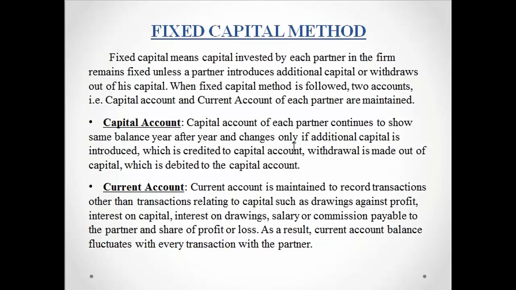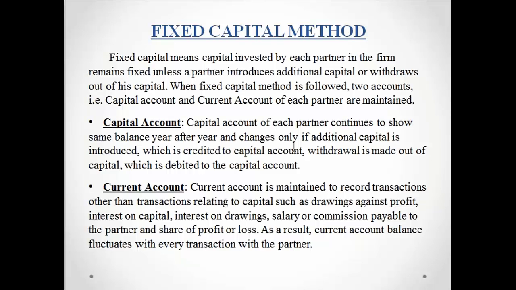And when we look at the heading, what is the meaning of fixed capital? Okay, fixed capital of a partner means the capital amount which is introduced by a partner remains fixed year after year unless he introduces additional capital or he withdraws a certain amount from his capital, and this capital is called fixed capital. Once again, I repeat, fixed capital means the capital which is invested or introduced by a partner remains always fixed year after year unless he introduces additional capital or he withdraws a certain amount from his capital, and this capital of a person is called fixed capital.